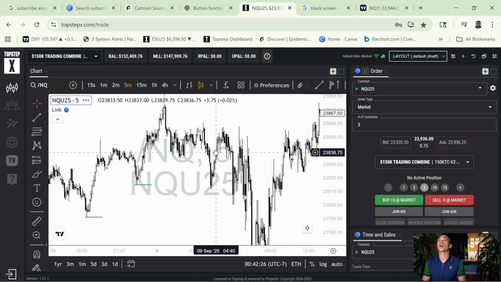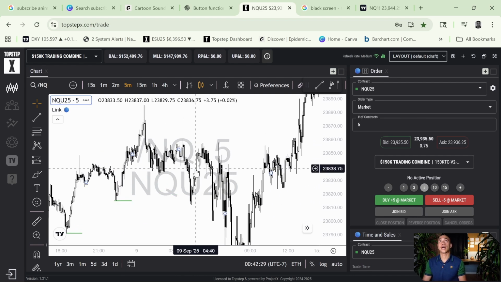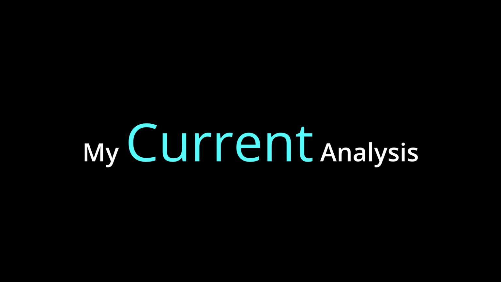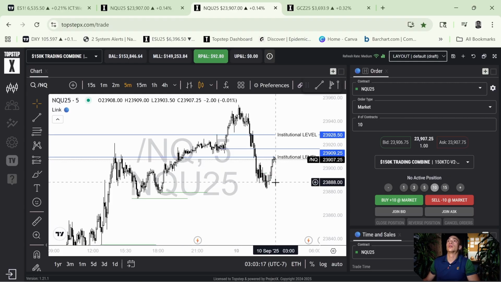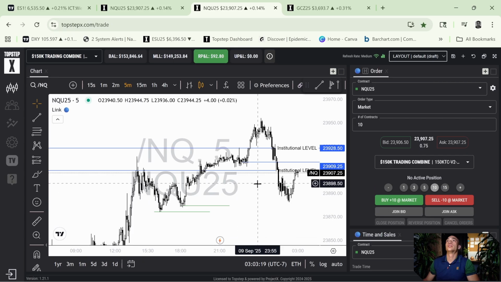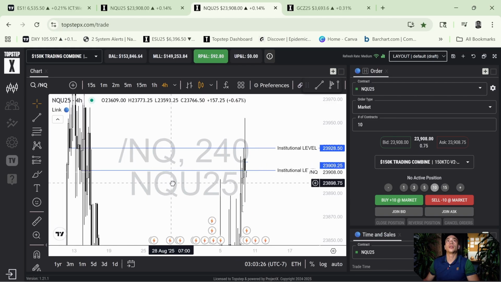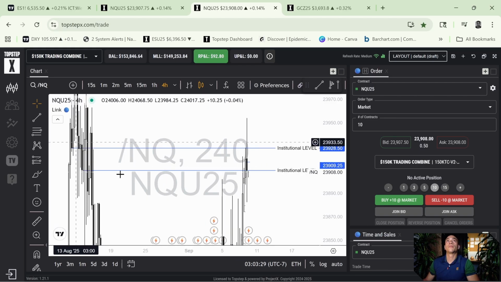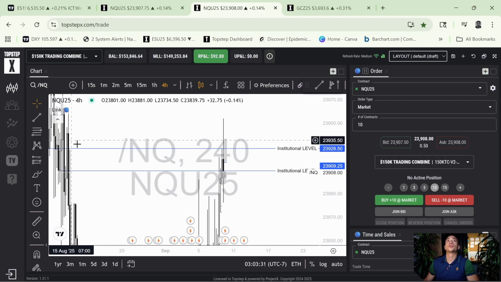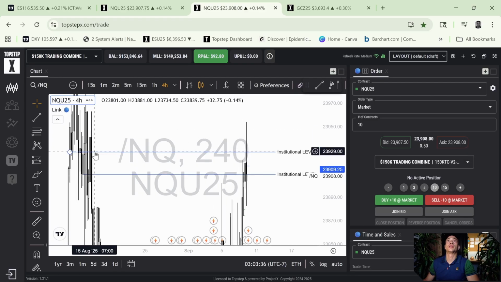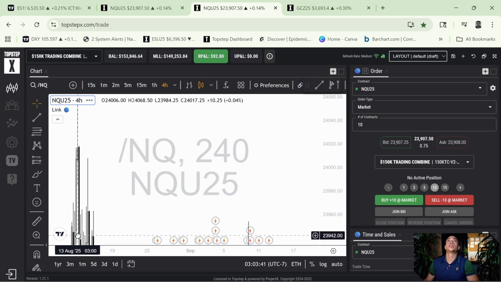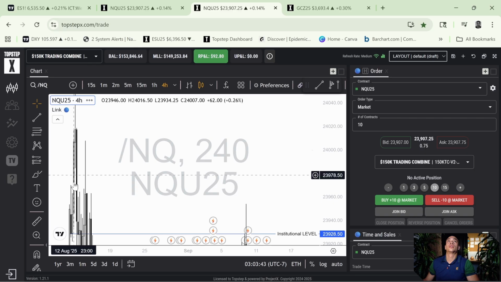Now I'm going to tell you where I think the market's going now. So my analysis for September 10th, today, these institutional levels where it's at right now is this 4-hour order block right here, the lower one, and price rejected off these over here, and I delineated this one right here. The higher one you could have used up here because it is the largest.